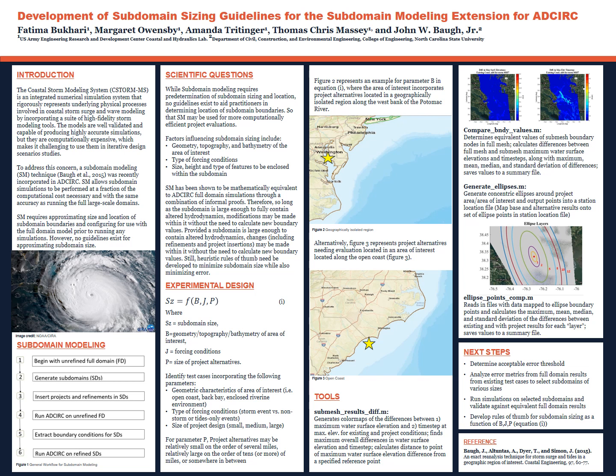We begin with a base full domain, generate subdomains, insert projects and refinements in these subdomains, taking care that any modifications do not extend to the subdomain boundaries. Then we run ADCIRC on the base full domain, extract boundary conditions for the subdomains, and then run ADCIRC on the modified subdomains.